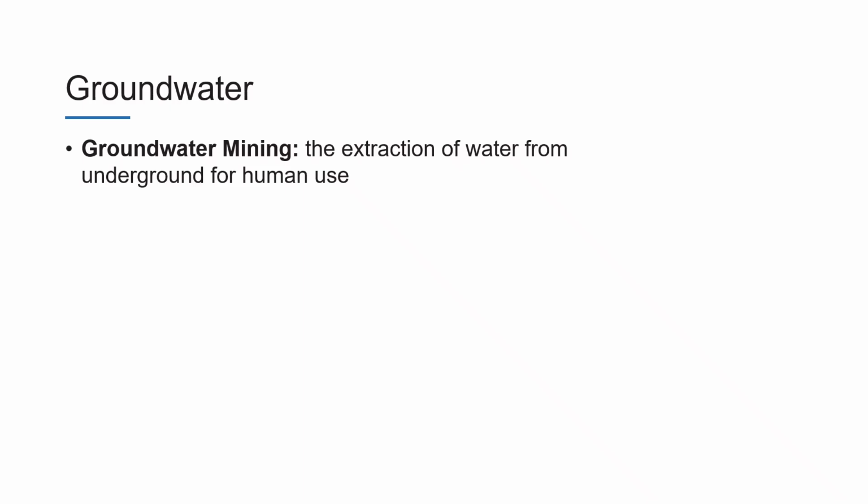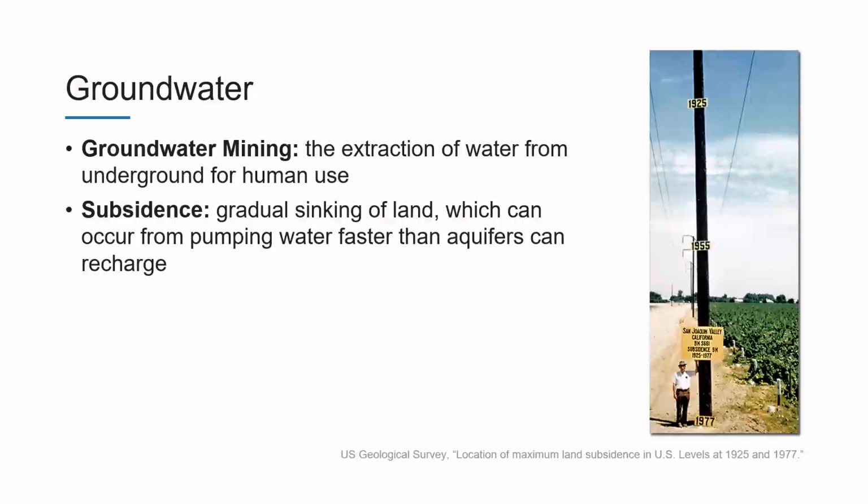The artesian well is an example of groundwater mining, which is just the extraction of water from underground for humans to use. Groundwater mining is usually used to provide water for crops in drought years when the level of rainfall may be less than ideal. But one problem that comes with groundwater mining is called subsidence. This is the gradual sinking of land when water is pumped out of aquifers faster than those aquifers can recharge by rain. So the pores that were once filled with water can collapse, causing the land's surface to lower.